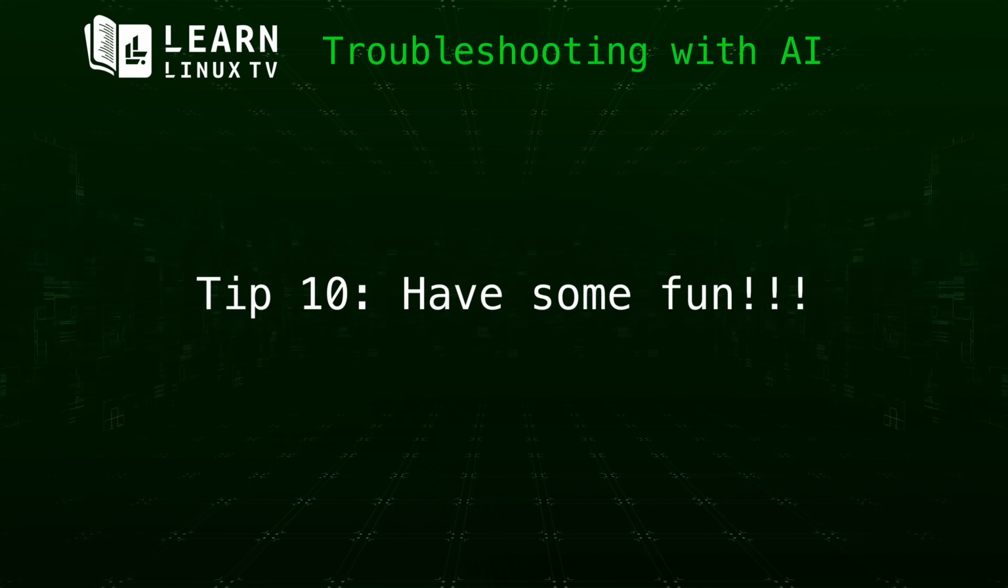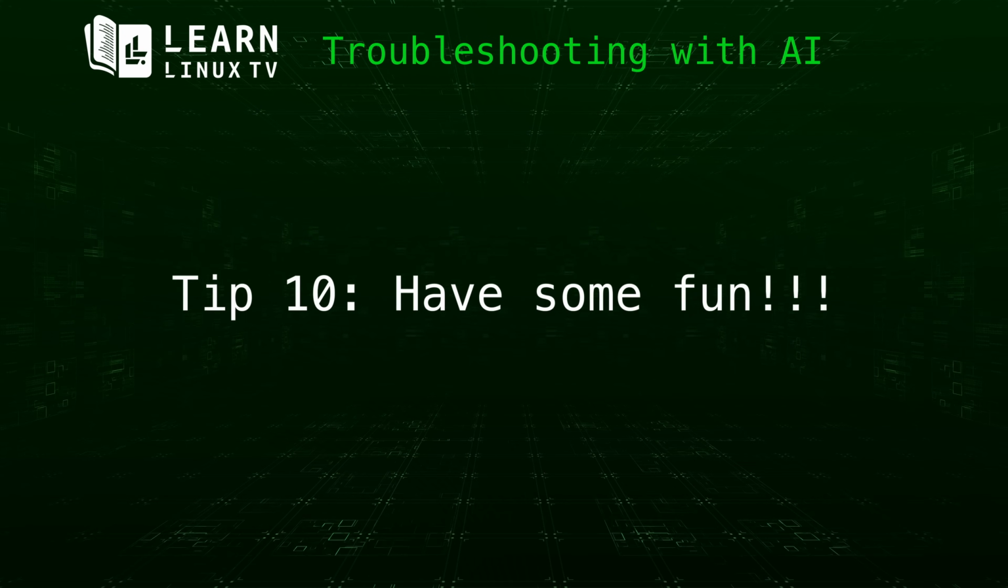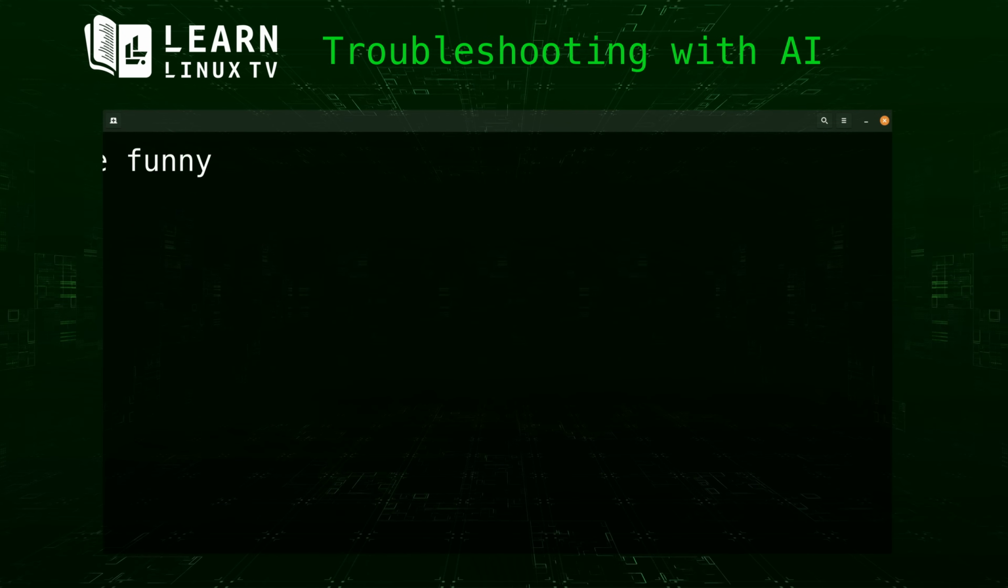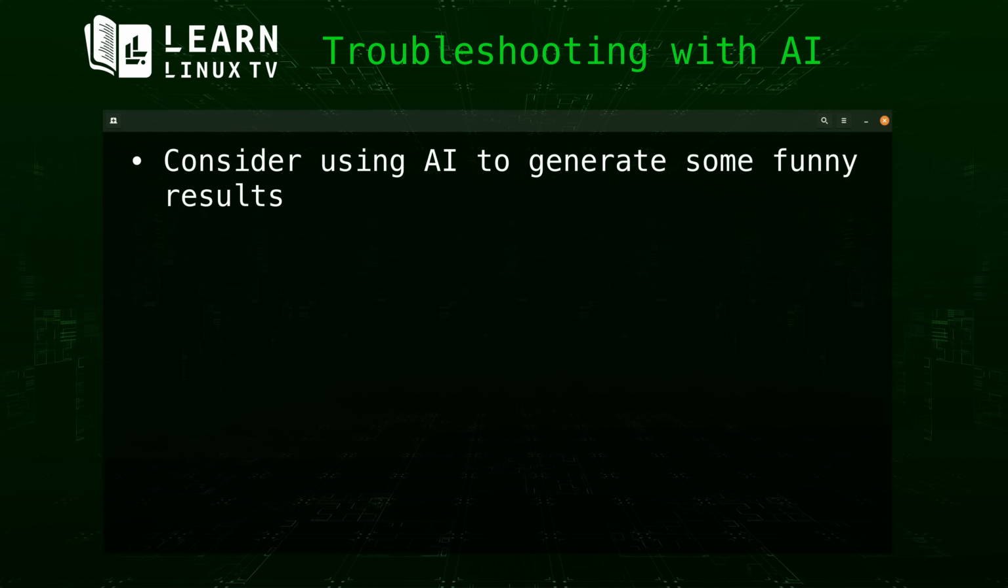Finally, tip number 10, and this is where we step away from productivity and have a bit of fun. Using AI, we could generate some humorous responses, or create something completely ridiculous just for fun. For example, consider having AI explain commands to you. If you don't know how to use a command, you can ask AI to provide examples. But this is nothing new. In fact, our first tip covered exactly this.